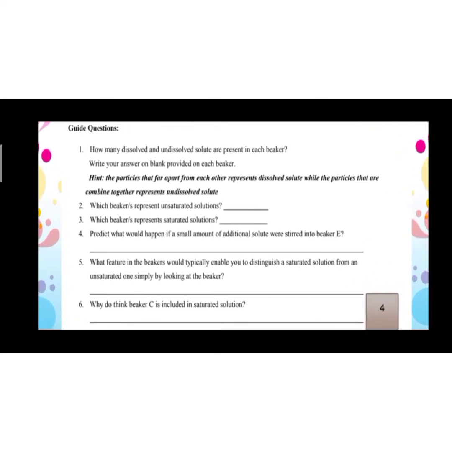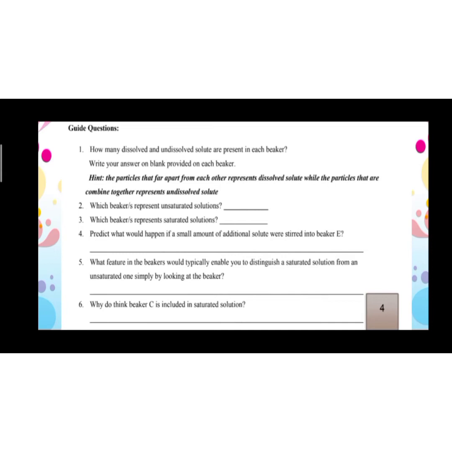How many dissolved and undissolved solute are present in each beaker? So, susulat nyo ilan yung dissolved, yung natunaw, yung mga dots. Tapos, ilan yung undissolved, yung nandun na magkakadikit sa bawat beaker. Number 2, which beakers represent unsaturated solution? Sabi natin, pag sinabi natin unsaturated, nadidissolve siya lahat. So, anong beaker? Yun sa tingin nyo, nadissolve lahat yung particles.